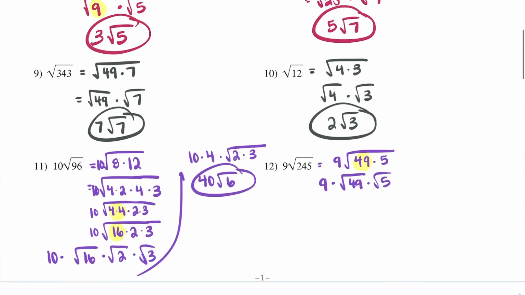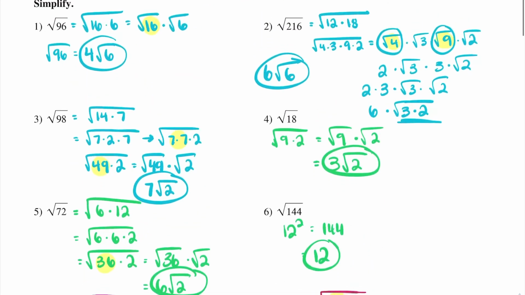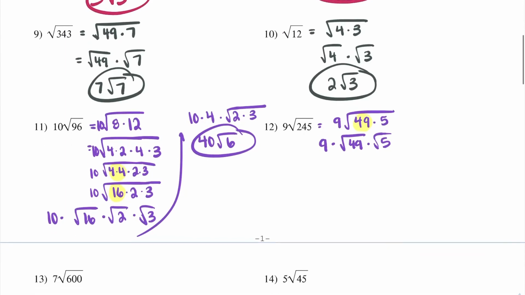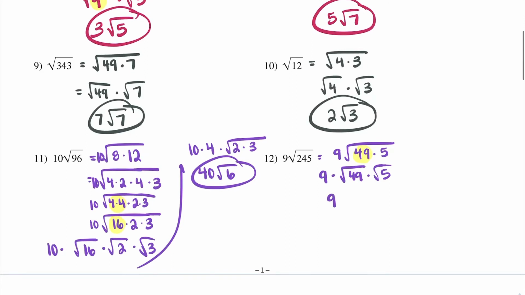So the one thing that you guys need to remember about simplifying radicals is that there's a lot of multiplication happening between all of these numbers. Okay, so really between all the numbers, multiplication is constantly going on. So the square root of 49 is 7, so let me simplify a little bit. So 9 times 7 times the square root of 5. 9 times 7 is 63, and when I multiply that by the square root of 5, I get 63 rad 5.